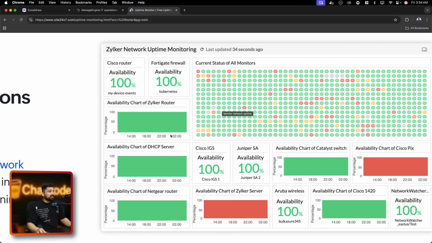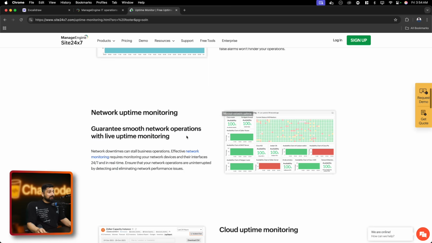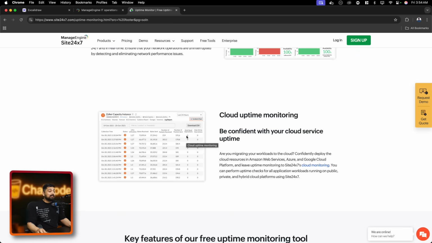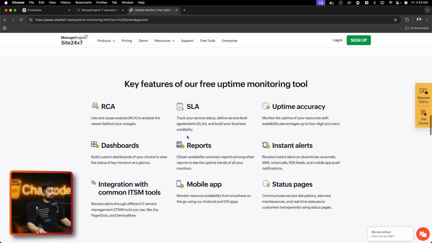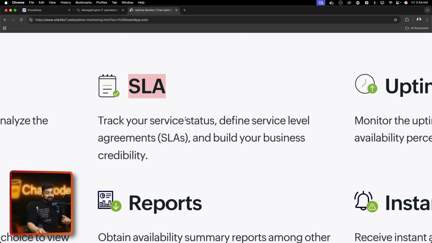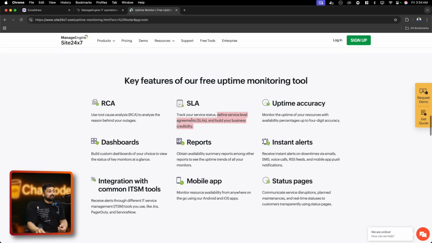So how is your network looking, how are your Cisco and Juniper hardware doing, all of that? Maybe you need to change that. A lot of companies are on their on-prem hardware as well. And you can see the term again here, SLA. Notice the exact keywords: track your service status, define the service level agreement, SLA, and build your business credibility. Again, the exact same terms which we studied are actually common day-to-day words for everyone.